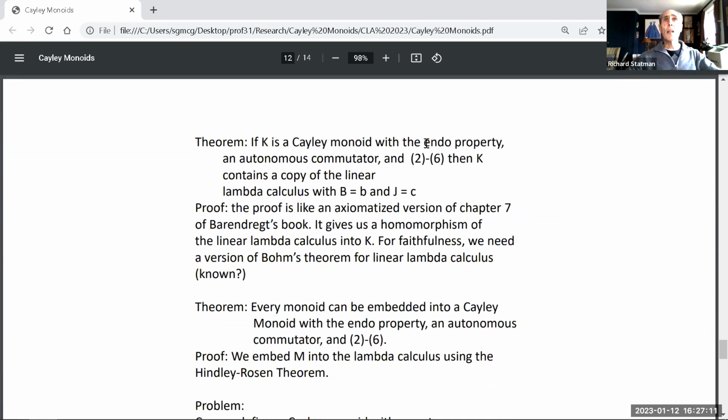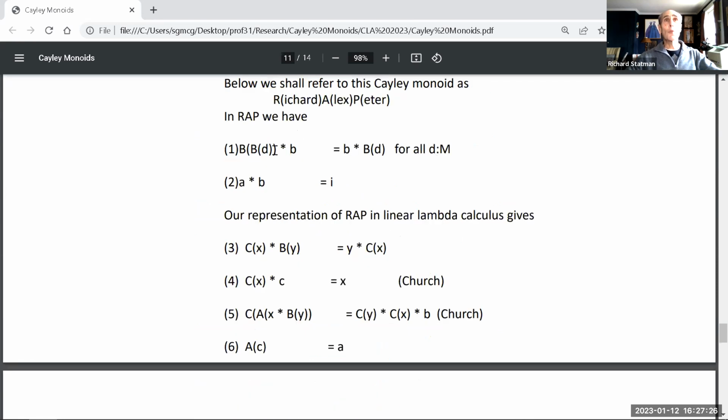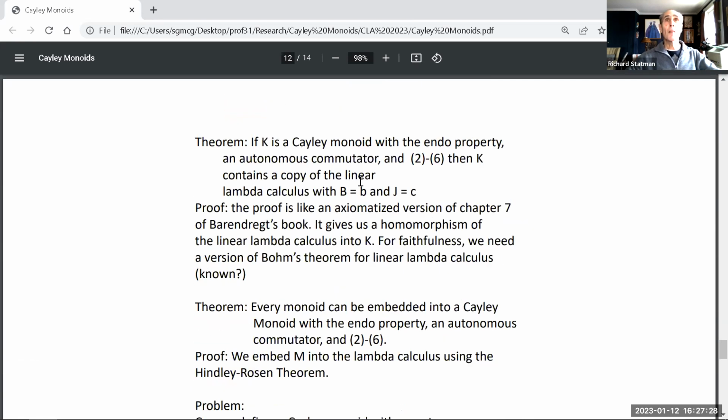Theorem 1: if K is a Cayley monoid with the endo property and an autonomous commutator, and the axioms 2 through 6 hold, you get one for free. Then K contains a copy of the full linear lambda calculus with B equals B and J equals C.